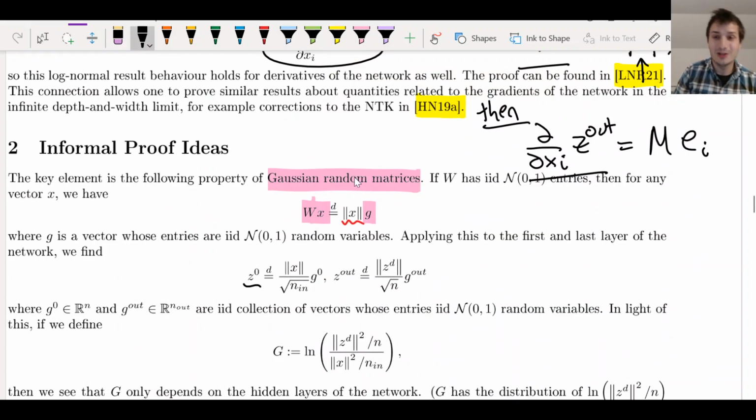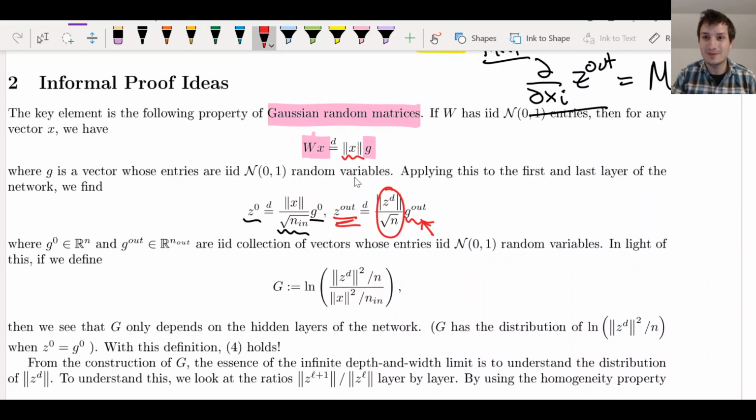So z0, no matter what x is, is equal to some Gaussian vector times a scalar that depends on the size of the input. Similarly, z out, that's the output of the network, is a Gaussian vector times a scalar, and the scalar depends on zd. So this is exactly what we said earlier: the output of the network is a Gaussian vector times a scalar. And we just have to package up the scalar to make the capital G that we talked about. So if you define capital G like this, then we get exactly the result we had before.